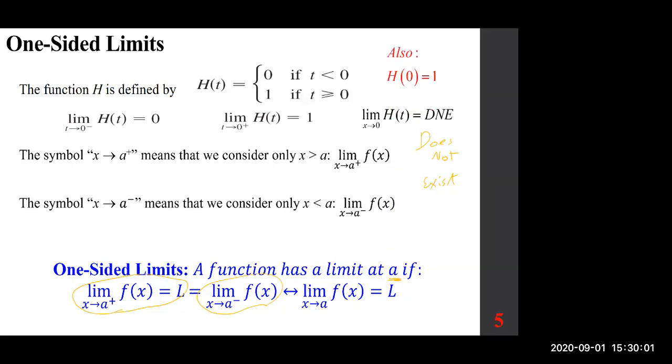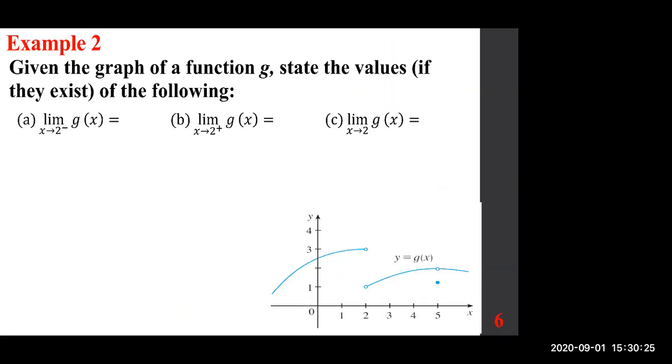By the way, h of 0 equals 1. I want you to see why, because of the equality. That is the functional value. Later on, when we discuss continuity, this function is discontinuous at 0. But we say it's continuous at 0 from the right. We will look at that later. All right.